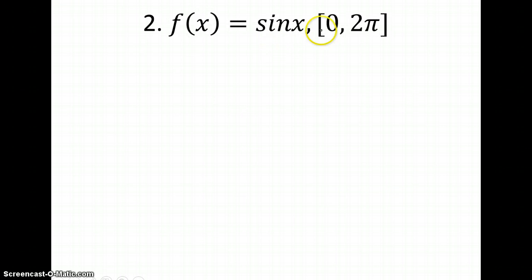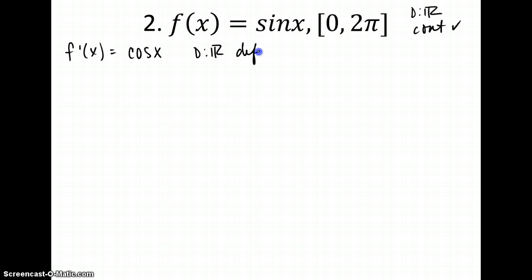Okay, so sine of x, we know the domain of the sine function is all reals, so the function's continuous everywhere. The derivative of the sine function is positive cosine. The domain of the cosine function is all reals, so it's differentiable. f of 0, the sine of 0 is 0. f of 2 pi is also 0, so the theorem applies.